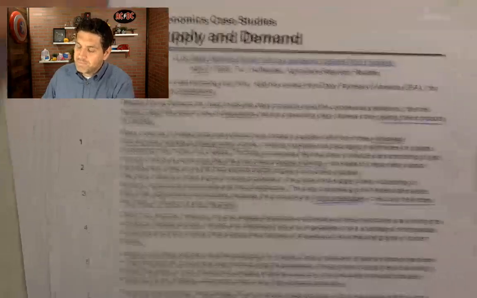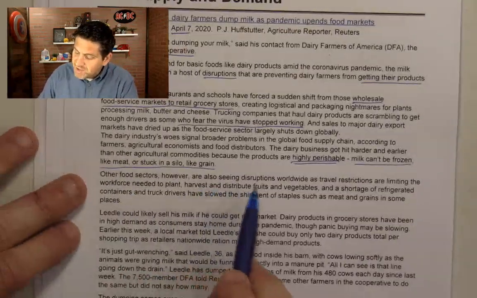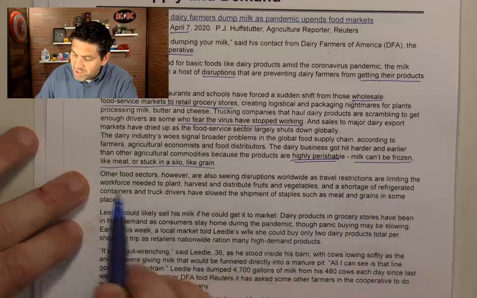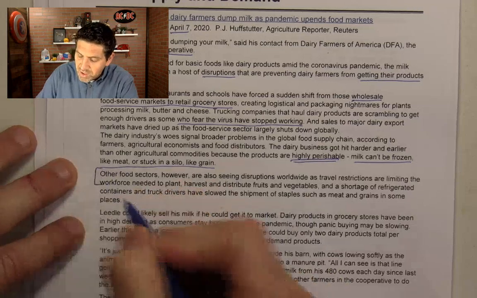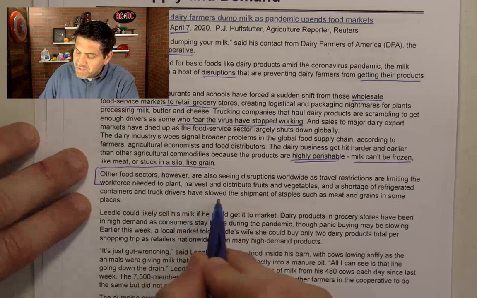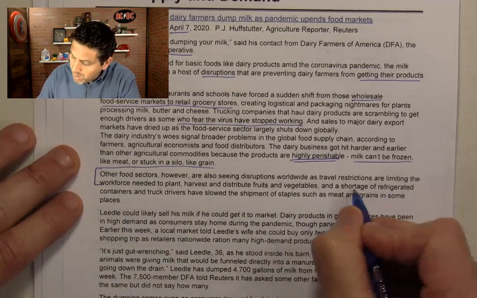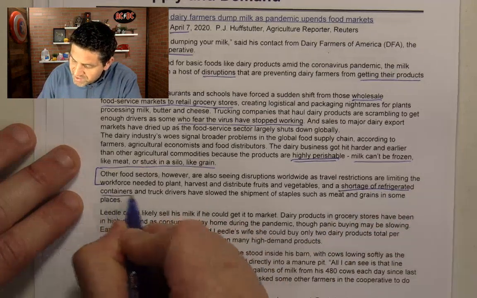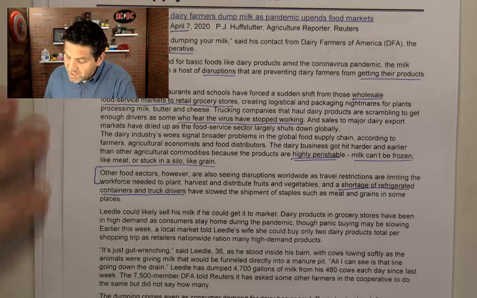Oh, we've got to keep reading. So let's keep going. Other food sectors, however, are seeing disruptions worldwide as travel restrictions are limiting workforces needed to plant, harvest, and distribute fruit and vegetables. So this is talking about other goods and services. And a shortage of refrigerated containers and truck drivers have slowed the shipment of staples such as meat, grains, and some other products. We've got a shortage of refrigerated containers and trucks and truck drivers. Oh, that's going to be a problem for all of us.